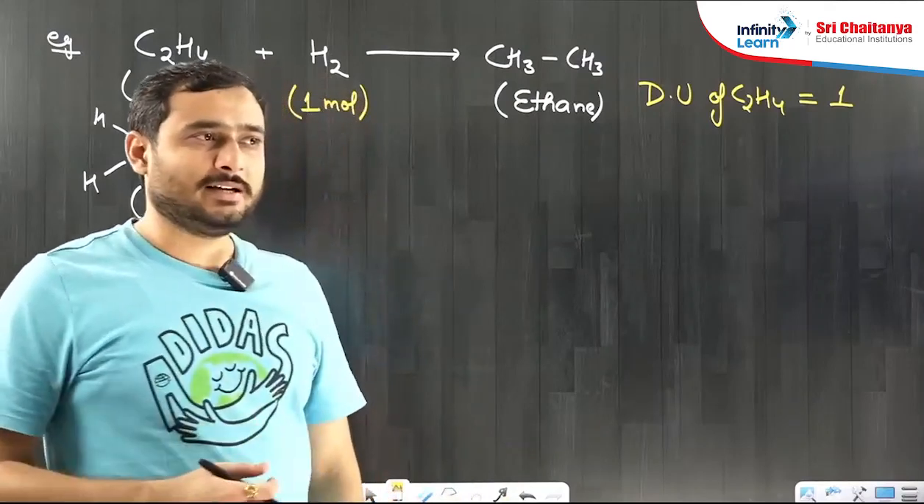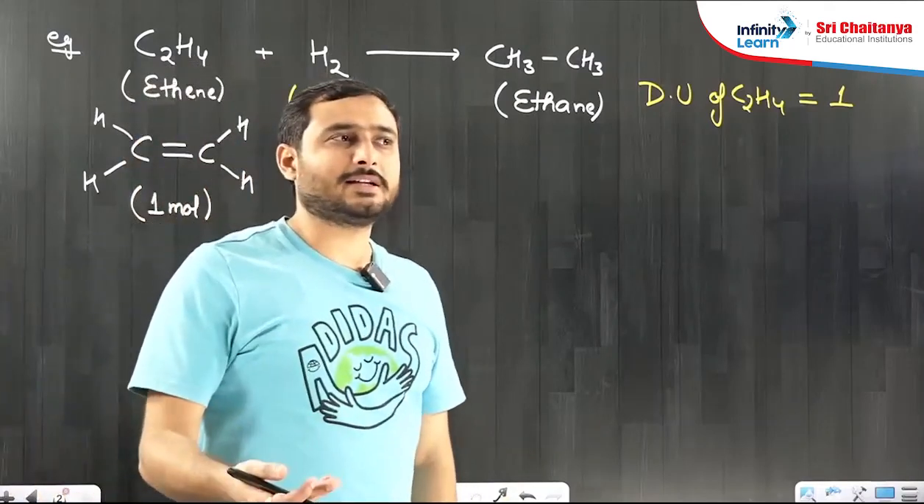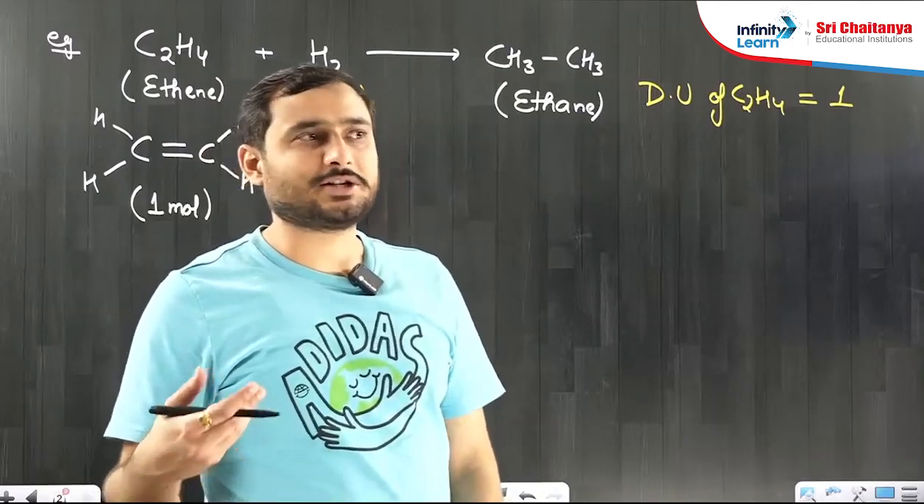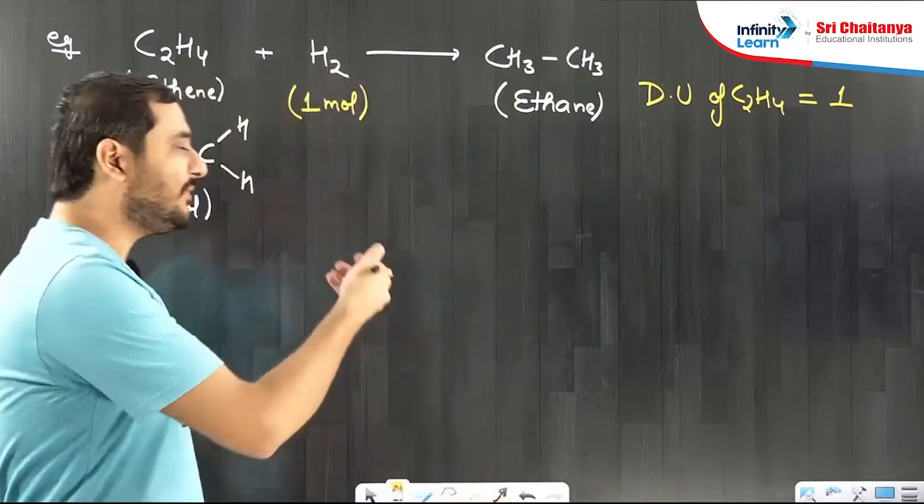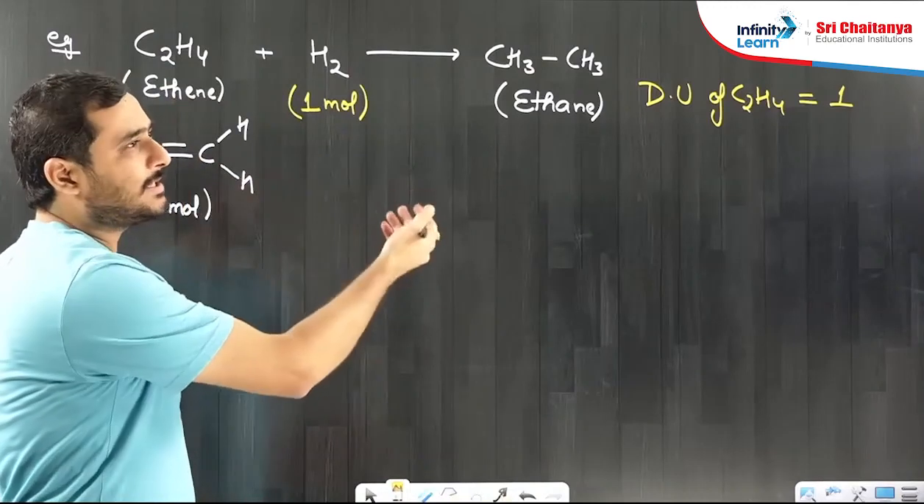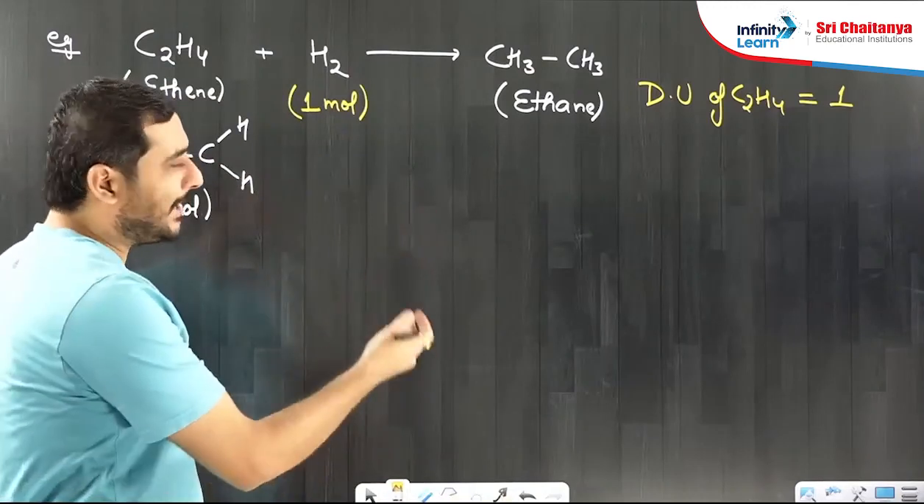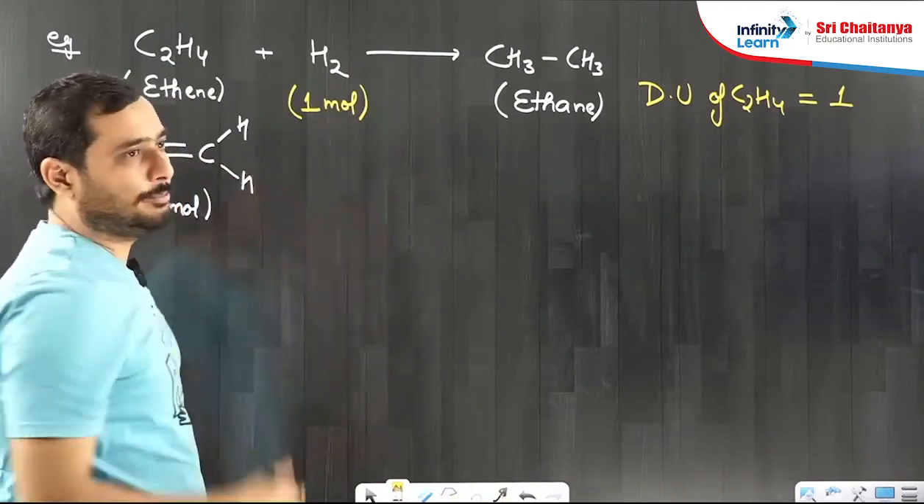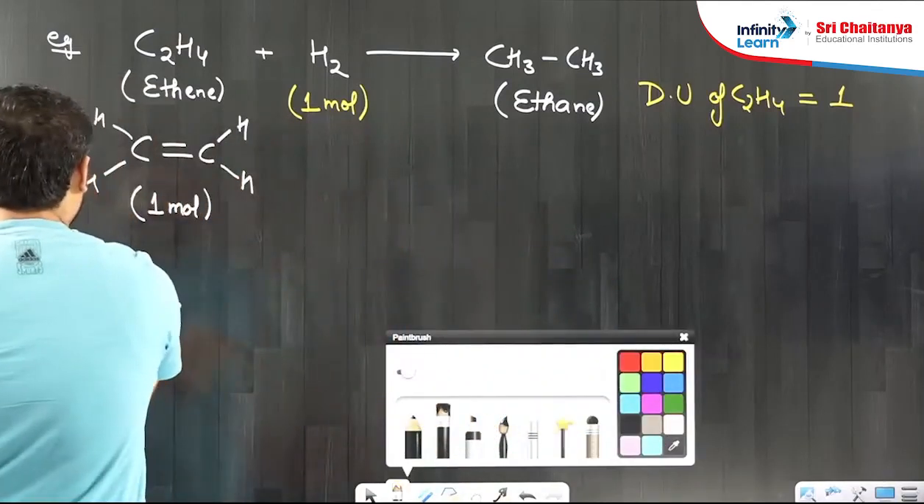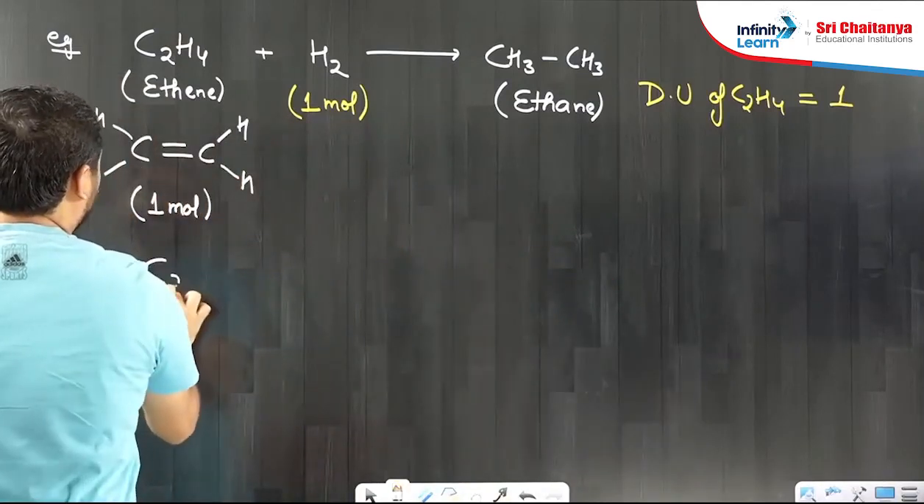Hydrogenation is a process. Addition of hydrogen to any unsaturated compound is called a hydrogenation reaction. But here we are trying to find the degree of unsaturation, that is, how many moles of hydrogen it is short of the saturated compound. Next example, let us take C2H2.